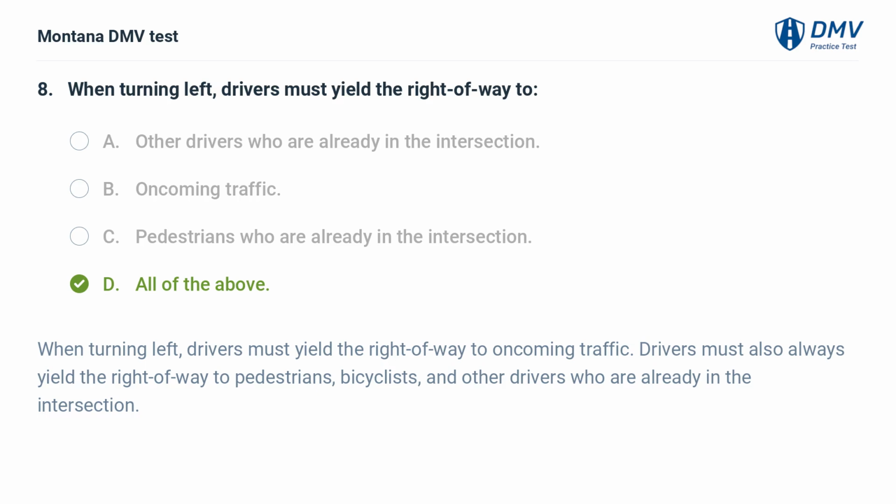When turning left, drivers must yield the right of way to oncoming traffic. Drivers must also always yield the right of way to pedestrians, bicyclists, and other drivers who are already in the intersection.